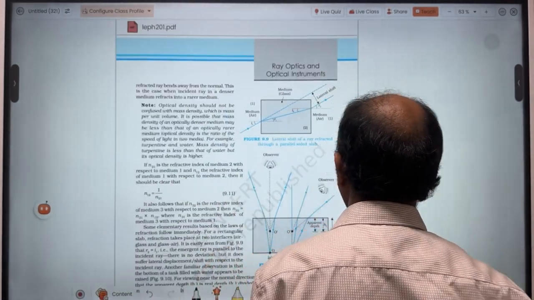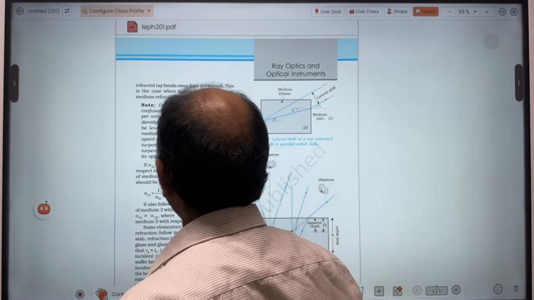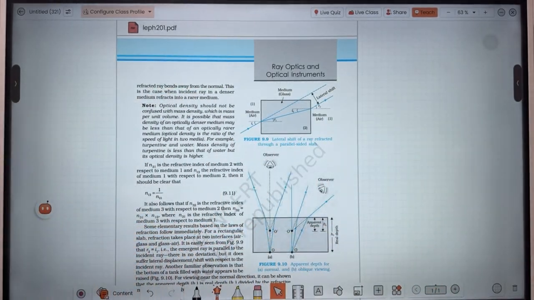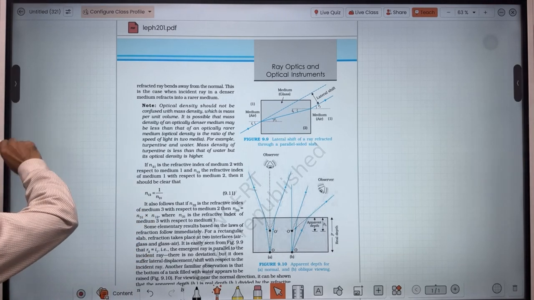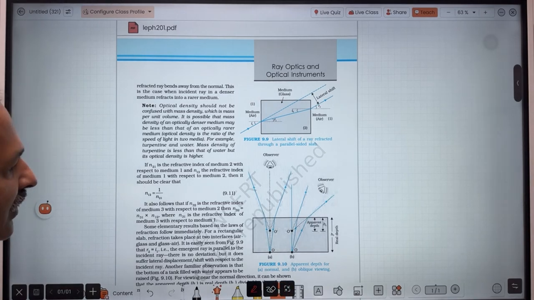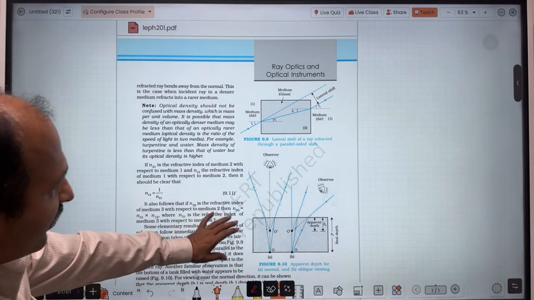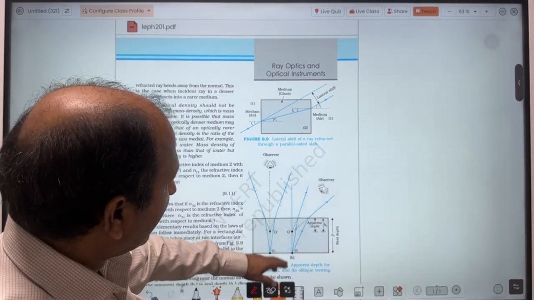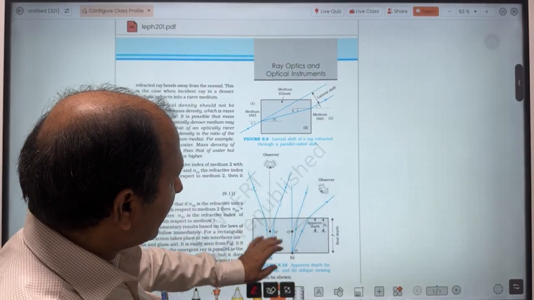Now there is another concept in which, if an object is kept in a denser medium and we observe it from a rarer medium, then the depth seems to be a little less, and such depth is called apparent depth. And how this apparent depth is related to the actual depth, that we can calculate. But before that, let's see what is happening.